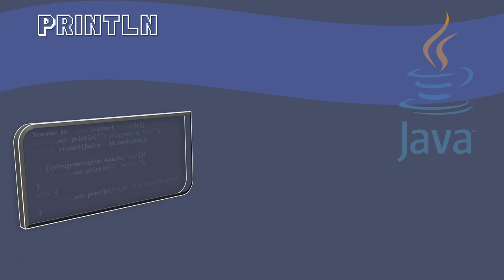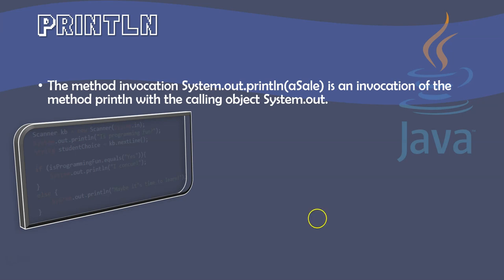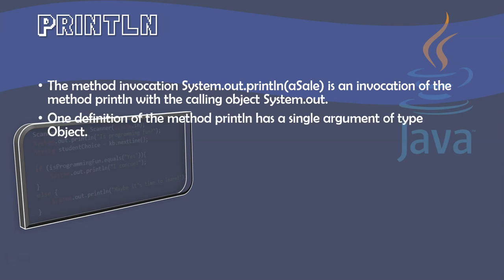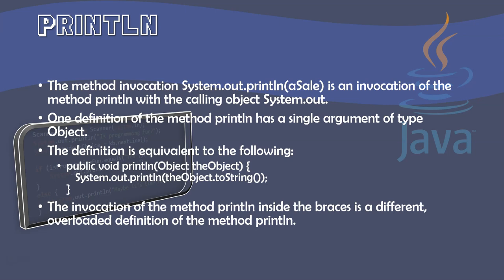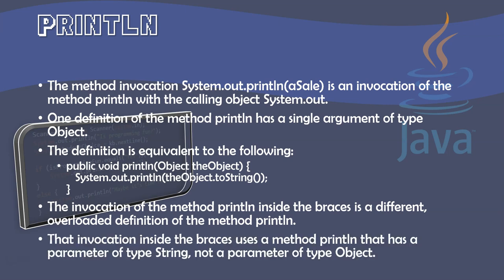Now, println is very powerful here, because the method invocation System.out.println(aSale) is an invocation of the method println with the calling object System.out. One definition of the method println has a single argument of type Object. The definition is equivalent to the following: public void println(Object theObject) { System.out.println(theObject.toString()); } The invocation of println inside the braces is a different overloaded definition of the method println. That invocation uses a println that has a parameter of type String, not a parameter of type Object.